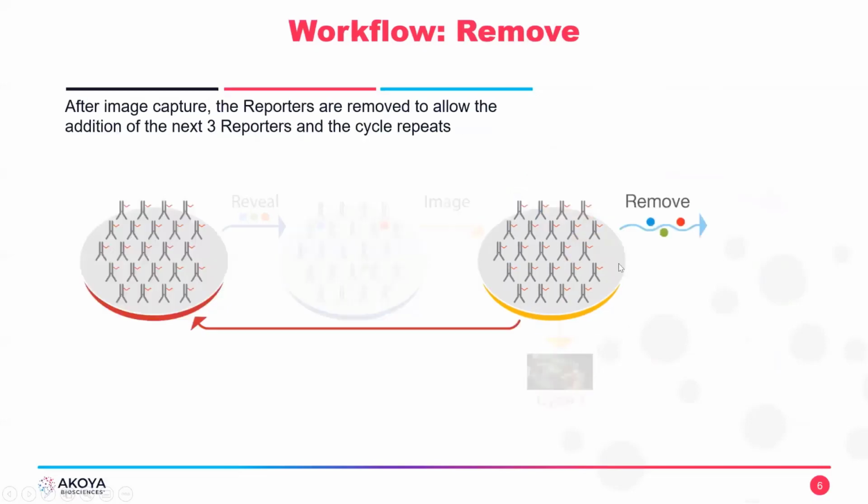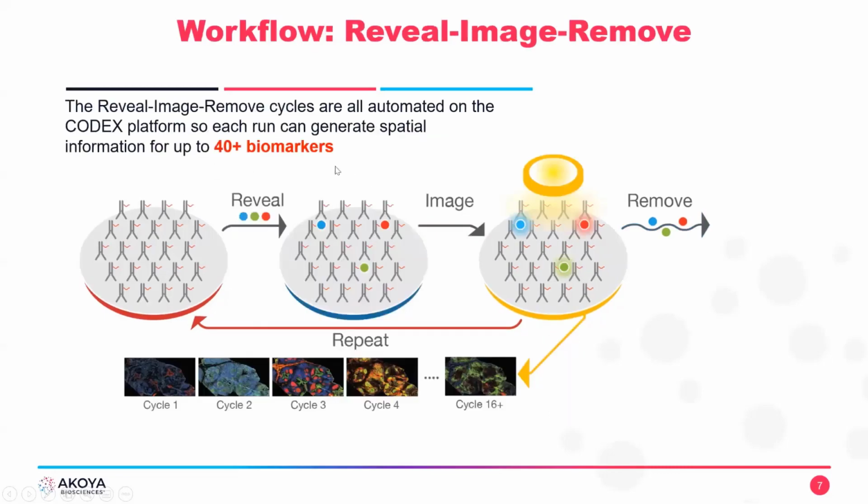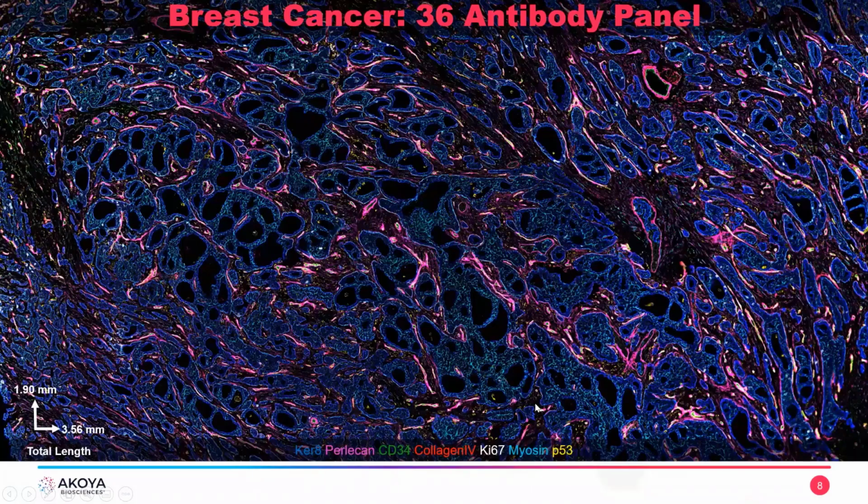After this cycle, the reporters are removed and the experiment repeats itself. New oligos with reporters are put on and another picture is taken. This is fully automated. The researcher does not have to do this. Once this process is completed and 40 biomarkers are read out, the researcher gets a multiplexed image. This is an example of this.